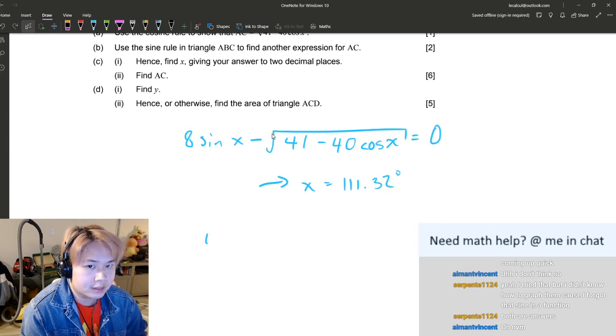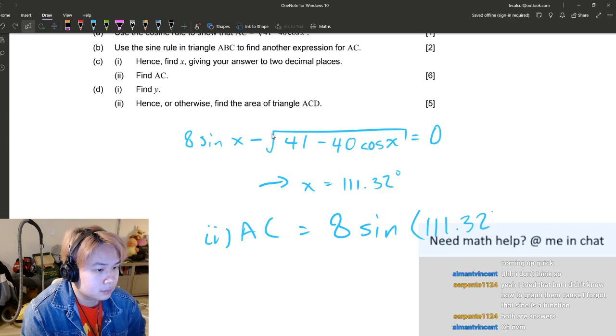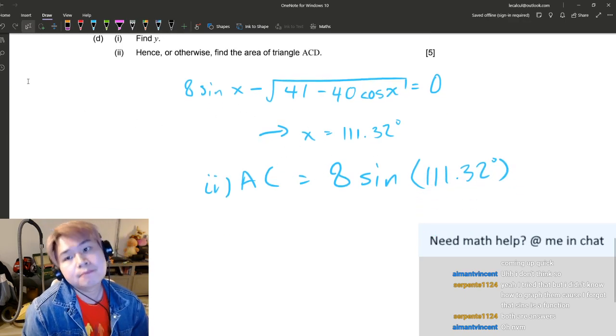And then now you can find out AC, because now we know what the angle is, and you can use any of the two former formulas. The easiest one to use is the 8 times sine. So you can go from here, I think.